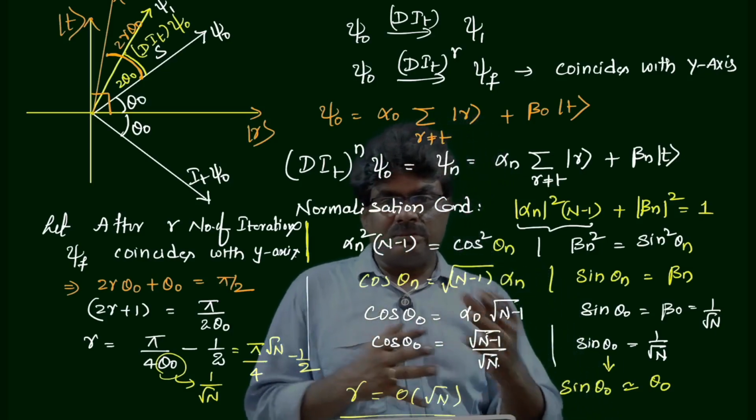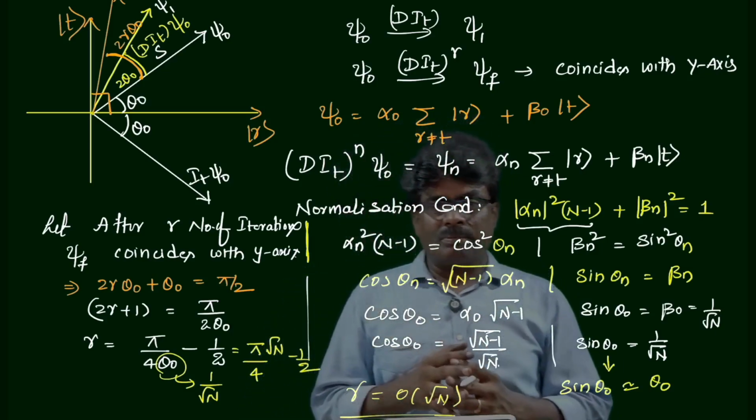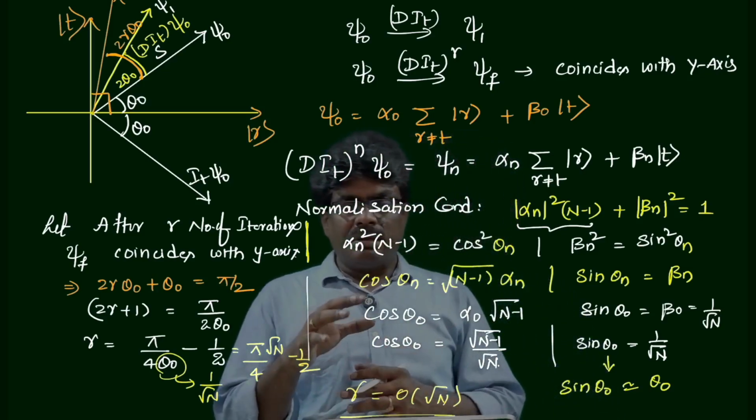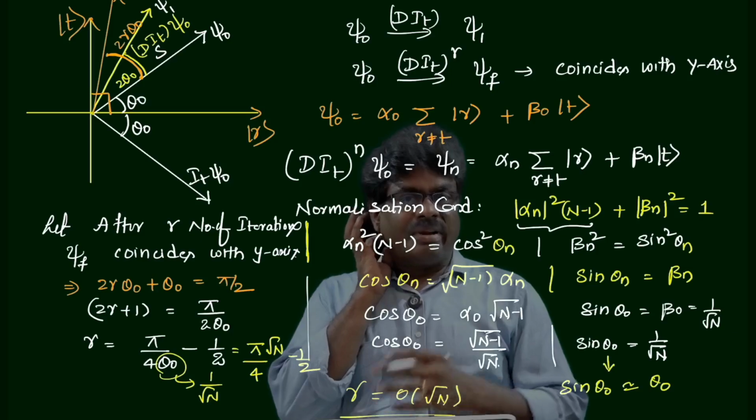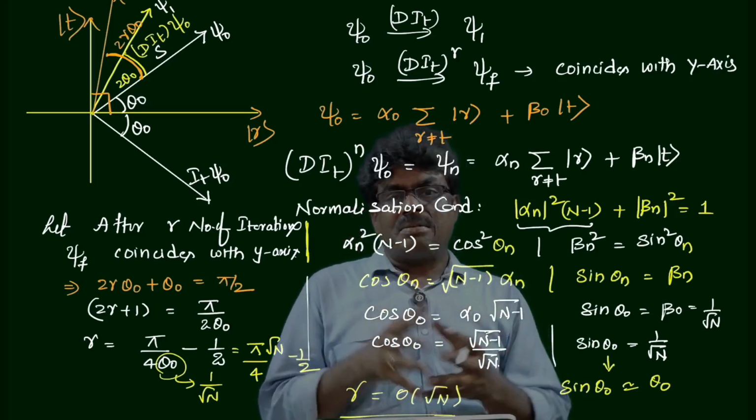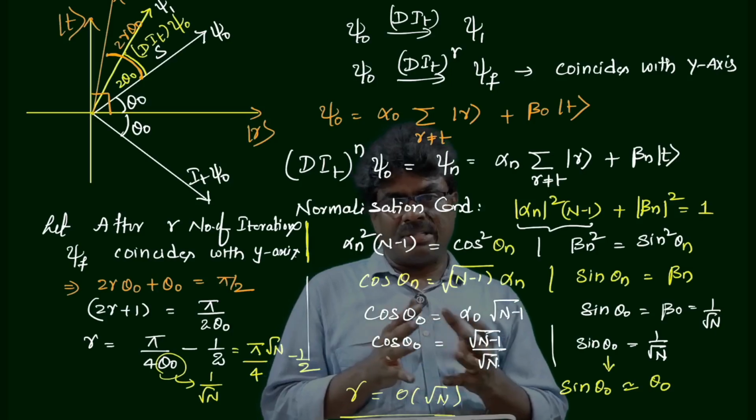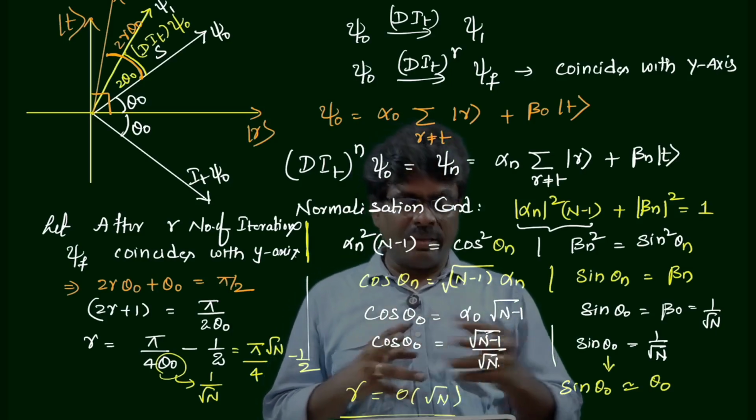So thank you, and we will explain the algebra in the next part. We will find the operator form, the iteration matrix, in the next lecture. Okay, thank you.